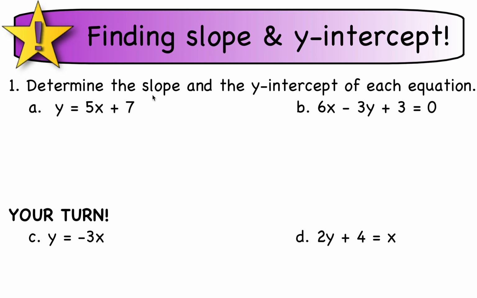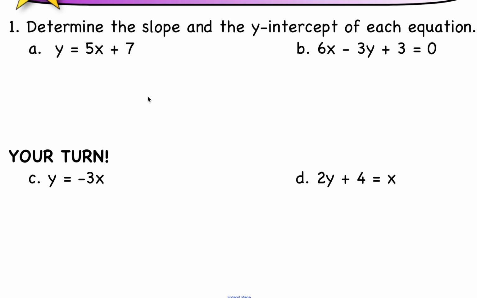To find the slope and the y-intercept, what we want to do is make sure that we have the equation solved for y. So in this equation, we have y equals 5x plus 7. So that tells us that the slope is equal to 5, and the y-intercept is equal to 7. So here's the slope, y equals mx plus b.